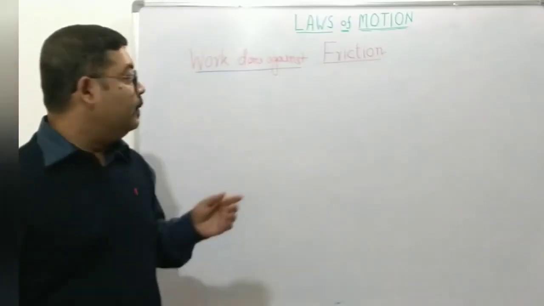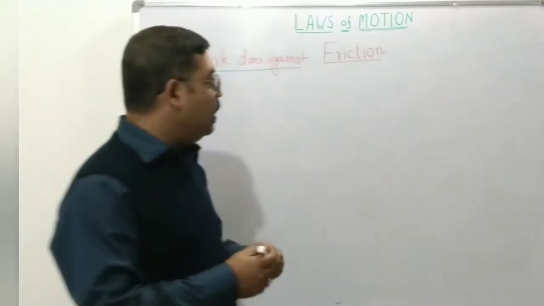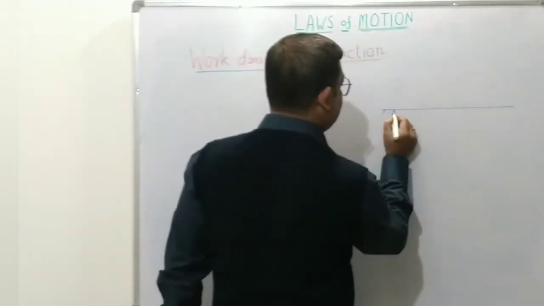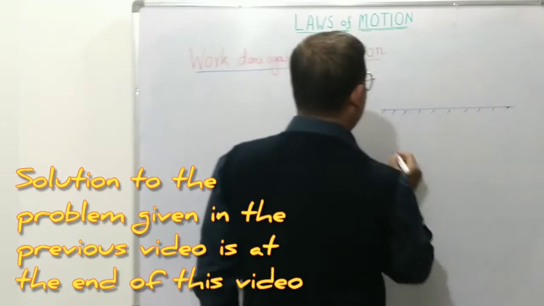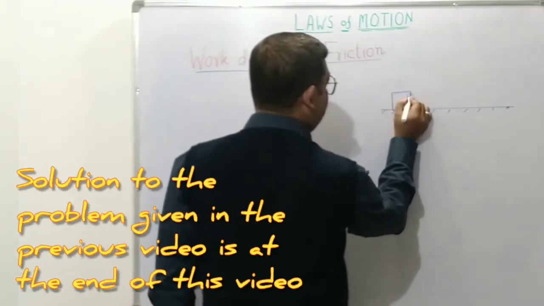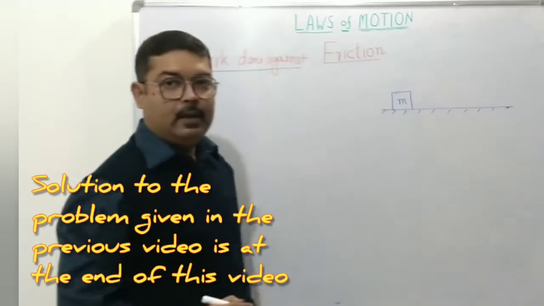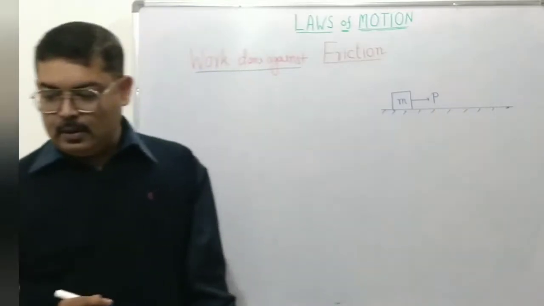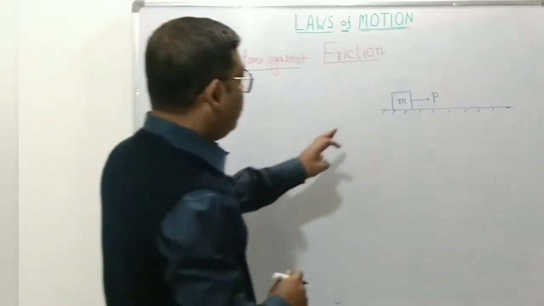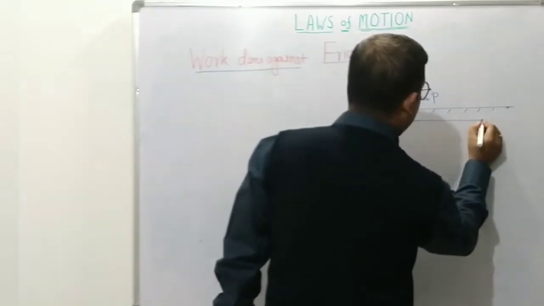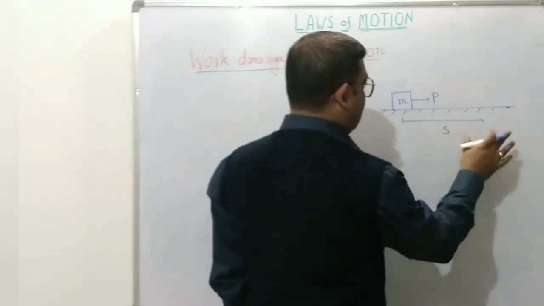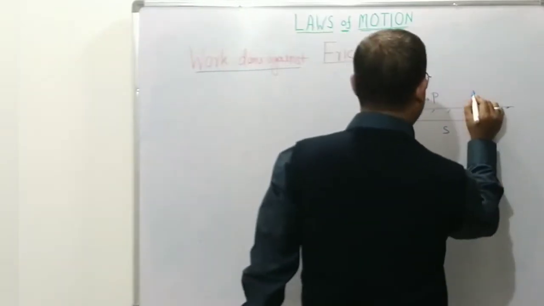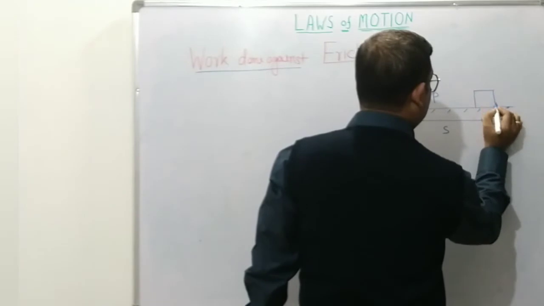Now let's come to an important topic. Let us say there is a block on a rough surface, that is, a surface that has friction. There is an object of mass m sitting on it, and it is being pulled by a force P. As a result, the block displaces from this position through a distance of s, or since it's moving in a straight line, this will also be equal to the displacement. And so the block's final position is this.